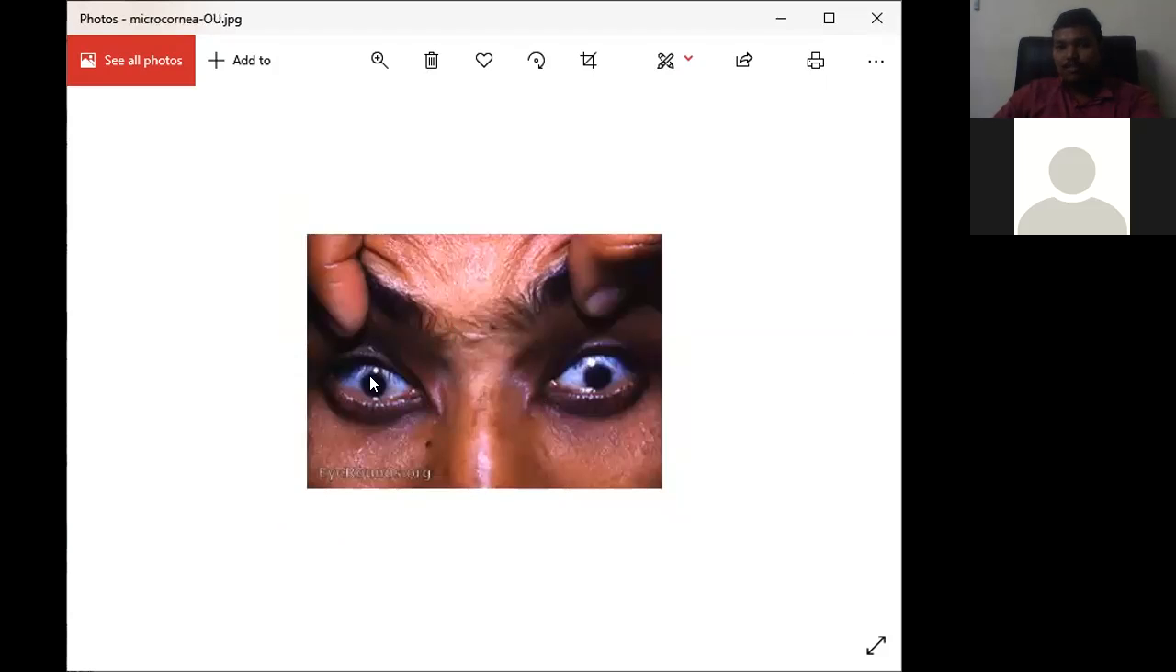This is another example, microcornea, where the cornea size is small. It also happens during birth, or sometimes it may be acquired due to haziness of the surrounding structures, right?